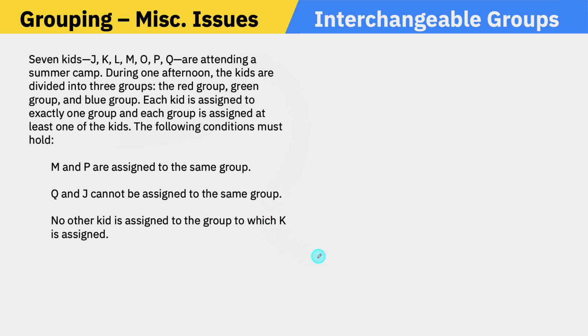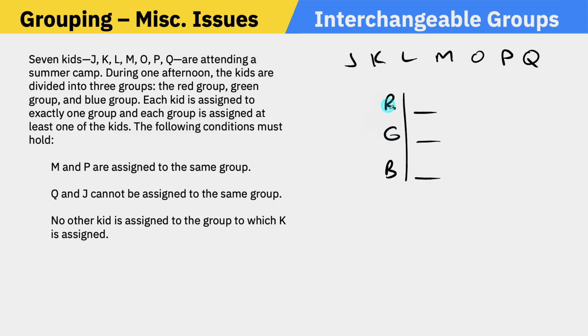So based on that setup, your initial instinct should be something like this, I think. Here are the 3 groups, RGB. They all have at least one kid, so they all get at least one slot, and these 7 people are going to be assigned. So now let's quickly go through these basic rules.